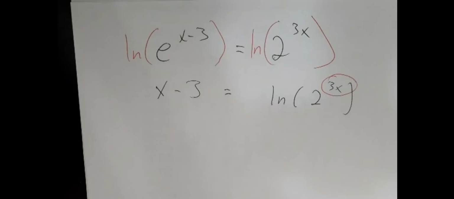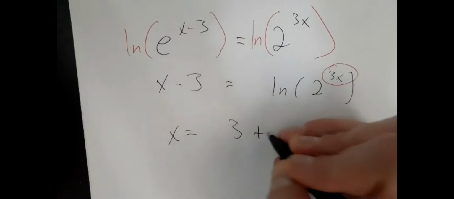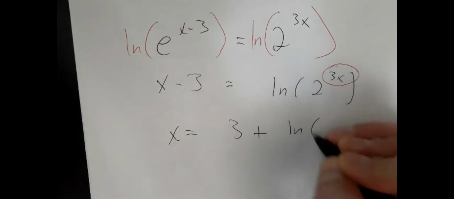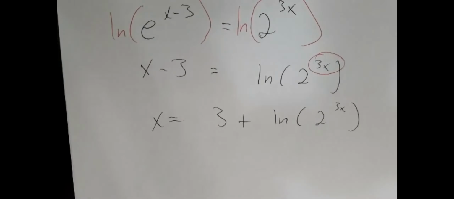Yeah, I mean, there's multiple ways to do this. I would add a 3 to both sides first just to make x equal to something. Maybe start it out that way. If you want to, I think that might be one approach. Close. ln 2 to the 3x. I'm not sure if that's going to get us in the direction we want.